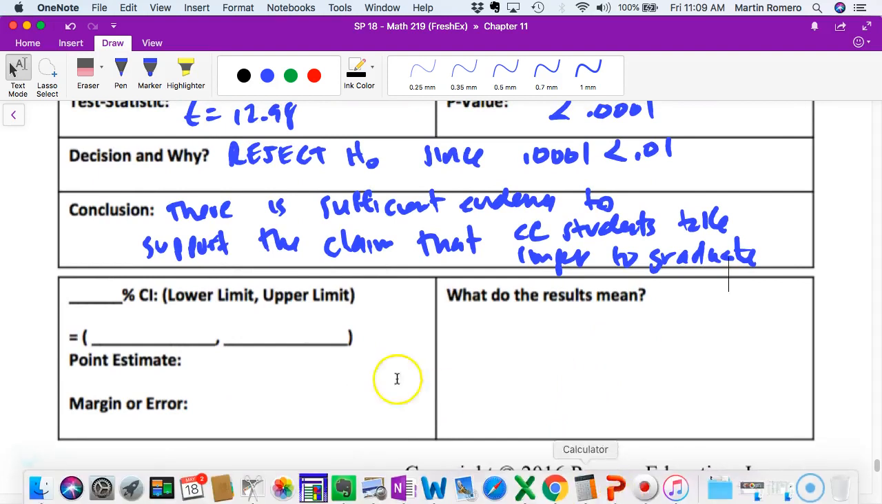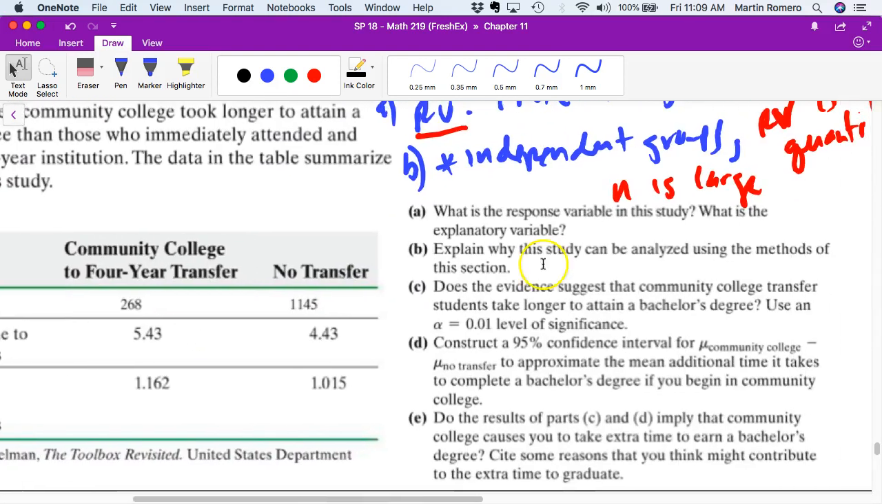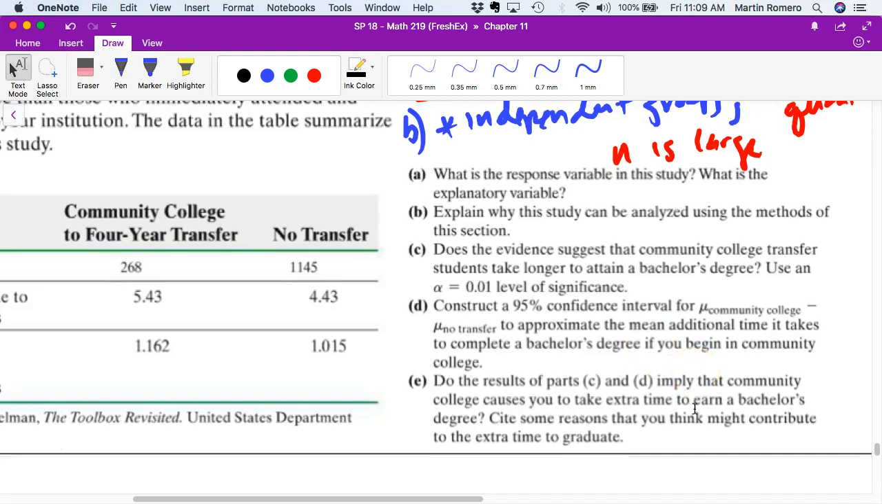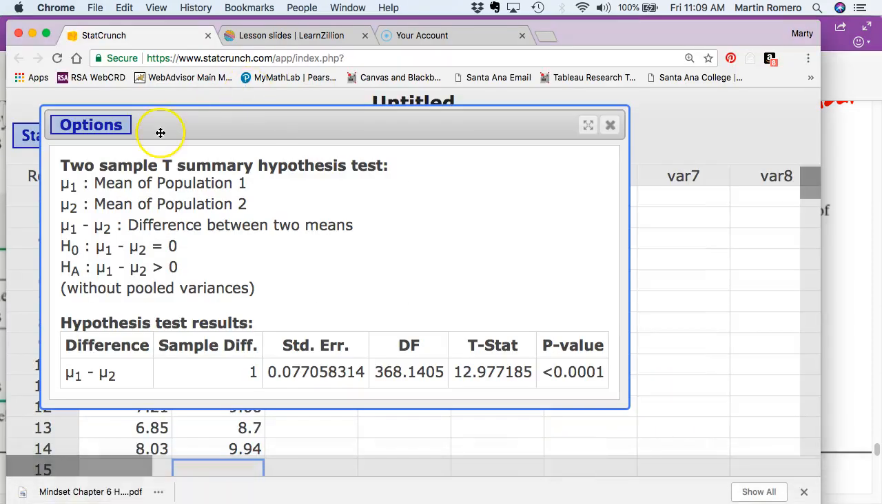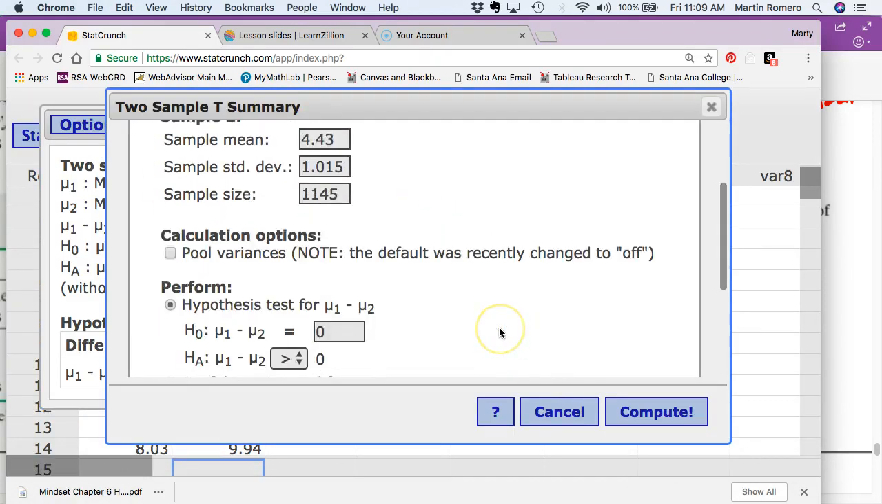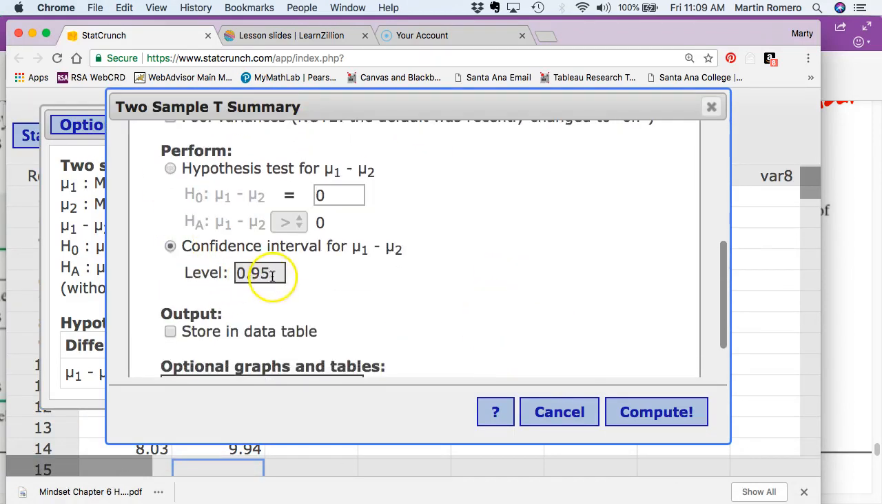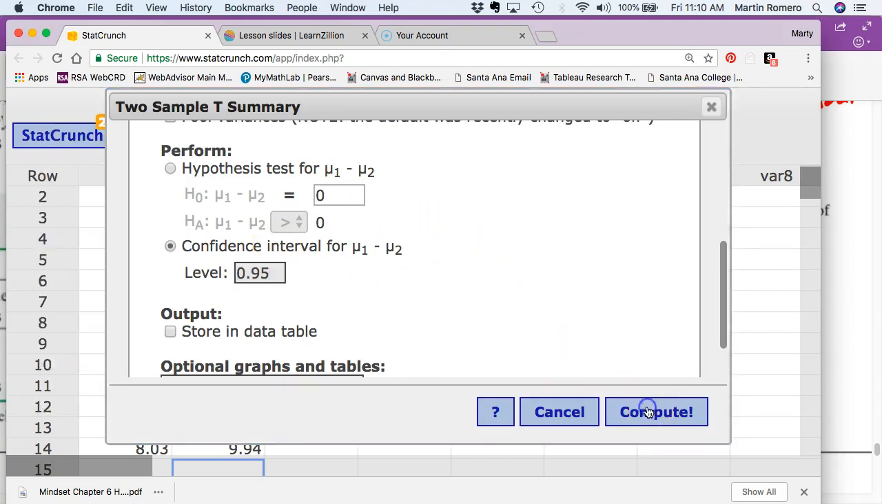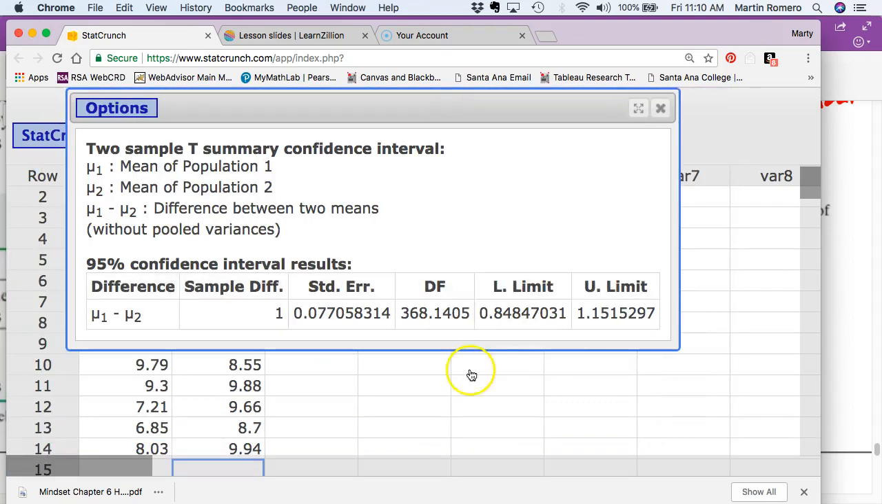We could also do that via a confidence interval, and so the next question was construct a 95% confidence interval that compares the community college to the four-year students. We would do the same thing here, but this time we can choose the confidence. It doesn't have to match the alpha. We would like it to, but it doesn't always have to. We can choose a higher or lower level of confidence. We ran at alpha 0.01 with the hypothesis test. Here it's just saying construct a 95% confidence interval.